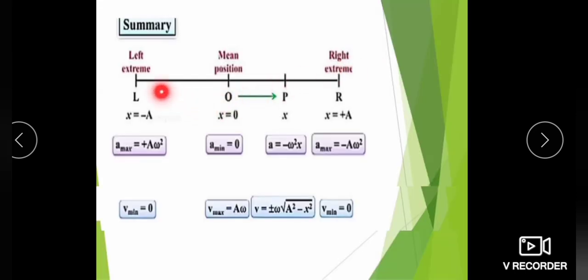Let us see the summary. In the mean position, acceleration is minimum. In the mean position, velocity is maximum, a omega. In the extreme position, in the right extreme, acceleration is minus a omega square, and in the left extreme, acceleration is plus a omega square, and the velocity is minimum in the left extreme and right extreme positions.